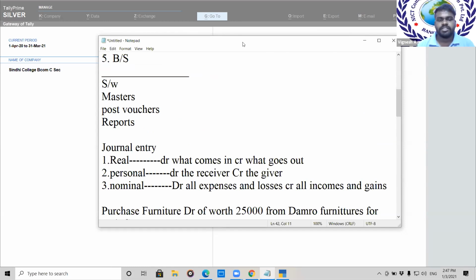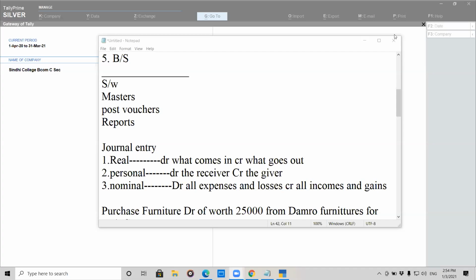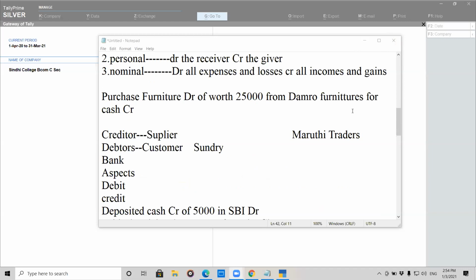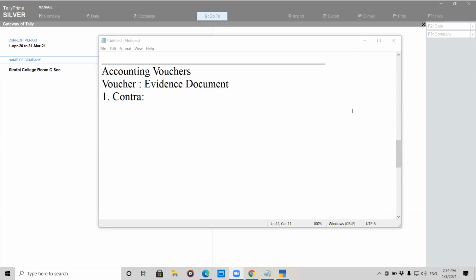Okay, take some time, revise on all the things we have discussed so far. Just make a summary on it, and we'll start with the accounting vouchers part in your Tally. Yes, students, can we start? Yes, sir.